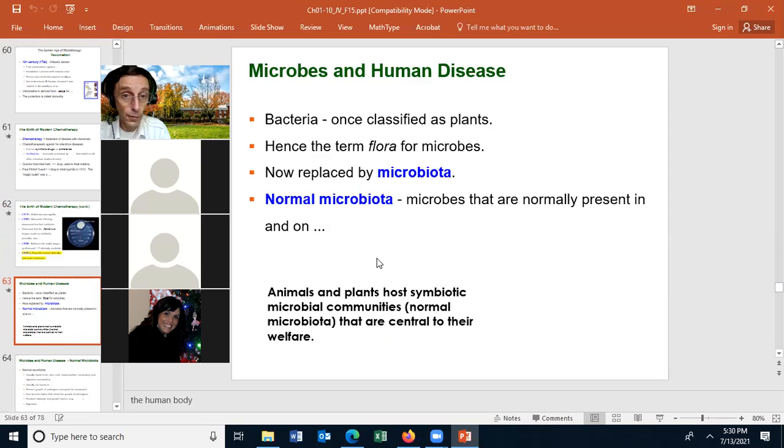When we use the term normal microbiota, we mean the microbes that are normally present in and on a host, a person. And animals and plants host a symbiotic microbial community where there are very many microbes living in symbiosis with the host. And the normal microbiota are central to animal and plants' welfare. And we'll talk a little bit more about that.